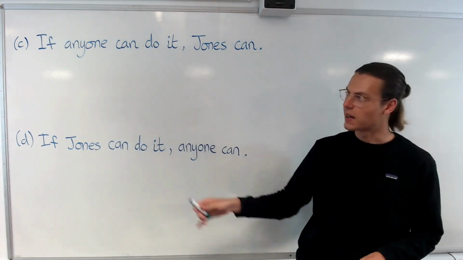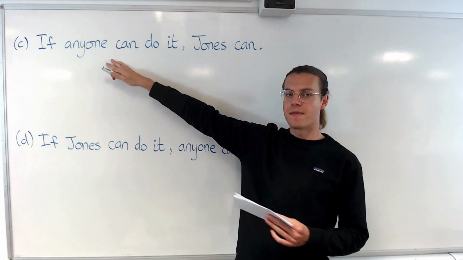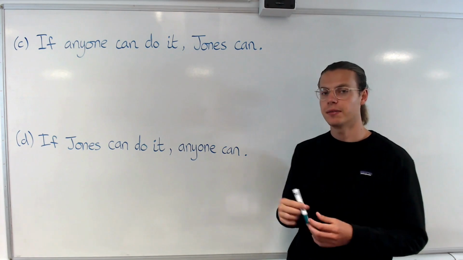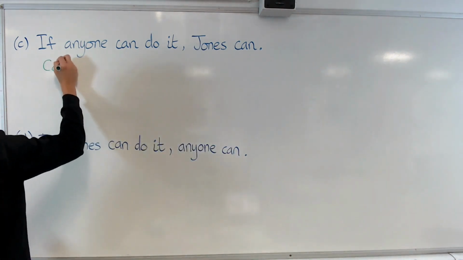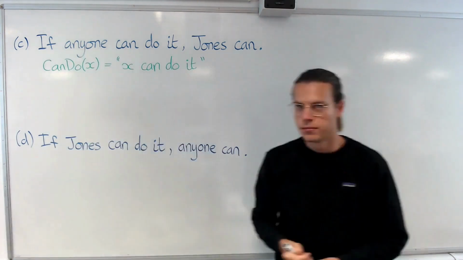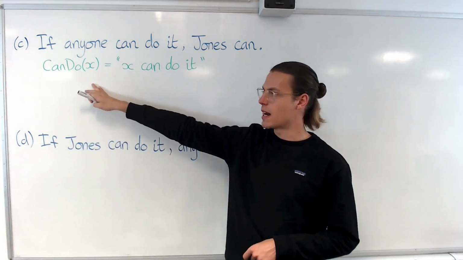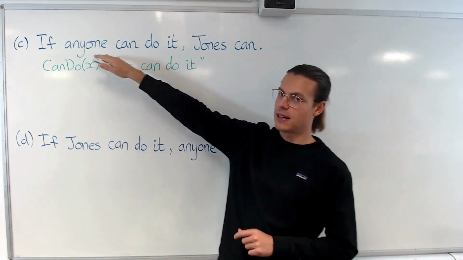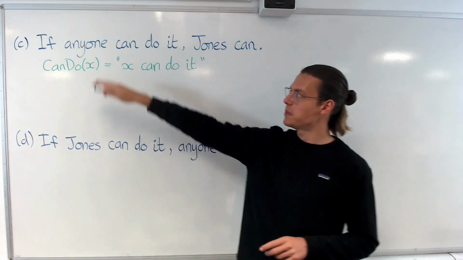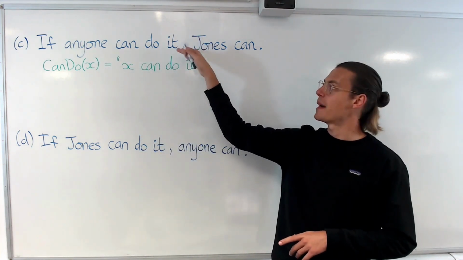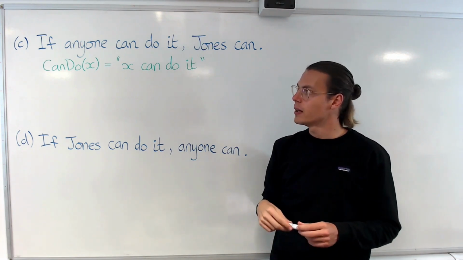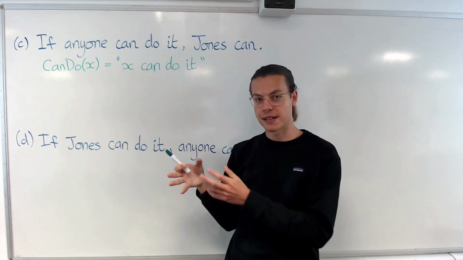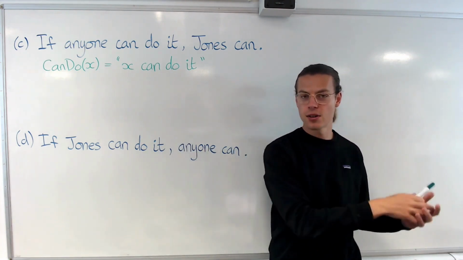We have another two statements to look at. Firstly, if anyone can do it, Jones can. Now I'm going to define one predicate for this. I will let can do x stand for the statement x can do it. Now this is an if-then statement. If anyone can do it, then Jones can. And another way to say this is if there is a person that can do it, then Jones can do it.